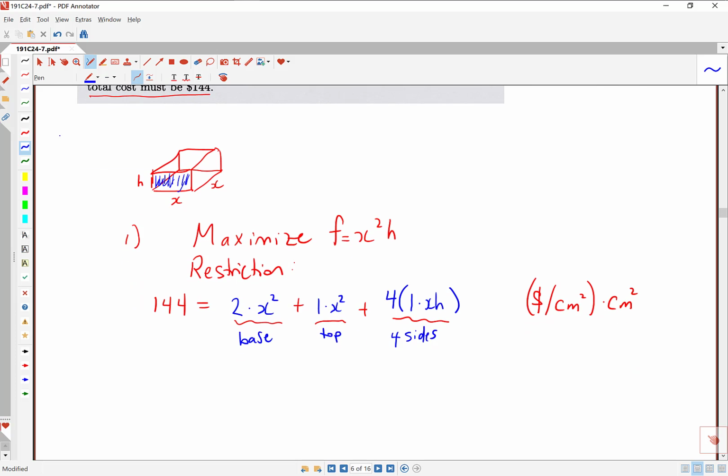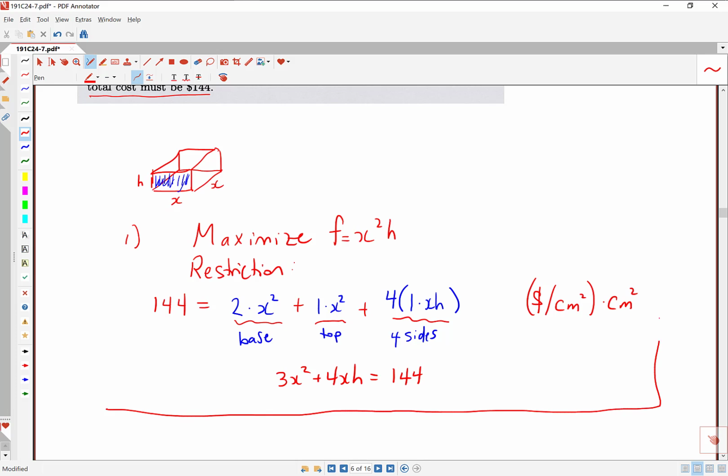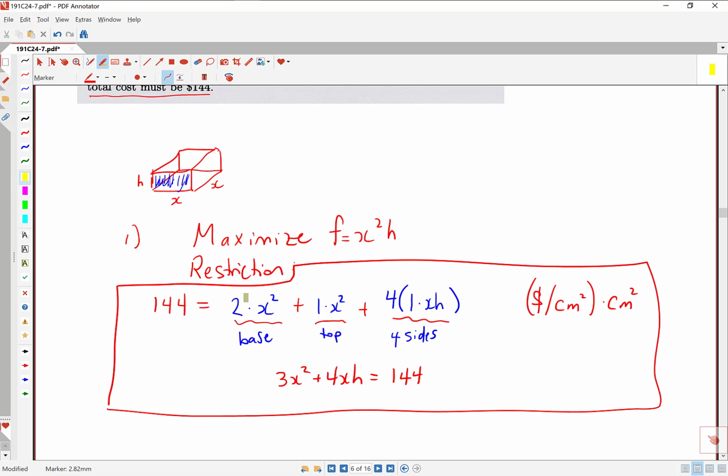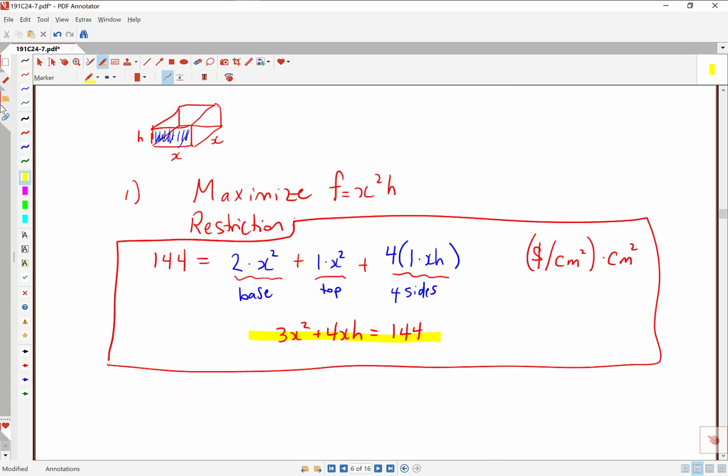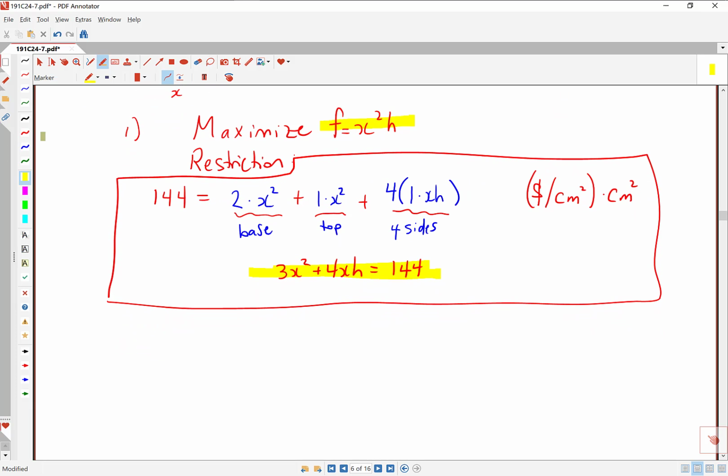Okay, so let's do a cleaned up version of this. New and improved version of our restriction: 3x squared plus 4xh equals 144. I'm going to put all this in a box and just highlight the cleaned up equation that we really care about. So that is step 0, which was introducing our variables, and then step 1, write down what you're trying to maximize or minimize. You can call that f, and then write down a nice restriction relating your 2 variables. So step 2, we now want to turn this into a single variable function.